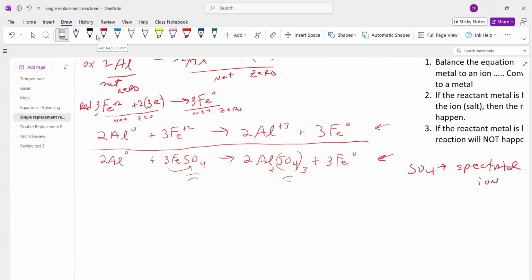Think about a basketball game. When you're a spectator, you participate in the game? No, you watch it. So you go into the game at the beginning and leave the game at the end, and you're not changed. Of course, you might be happy or sad, but you're not changed. If you're a spectator ion in chemistry, this ion is not changed at all. It just goes through unscathed.